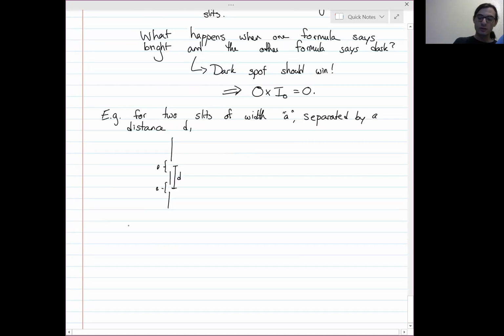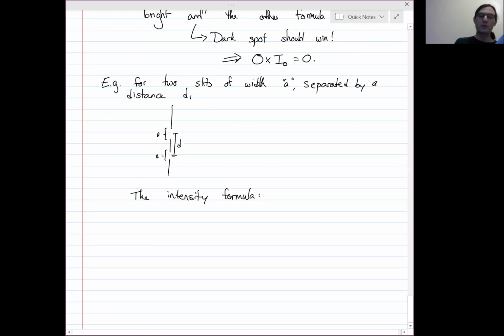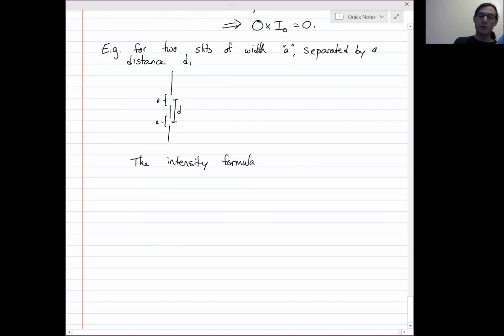The intensity formula, so it does check out, because there are still bright spots, and those bright spots will be even brighter than what you may have expected. The intensity formula is this. So this is for small theta, small angles, because I'm going to use y. And now I write out this horrible, nasty thing.